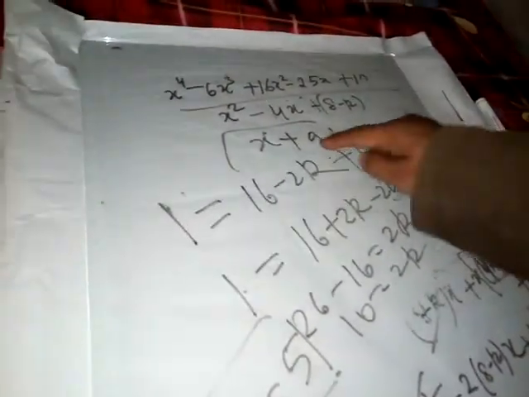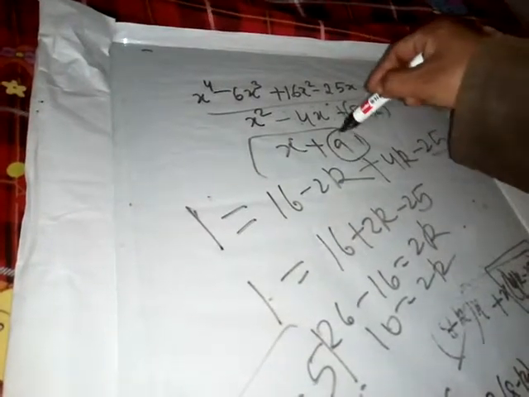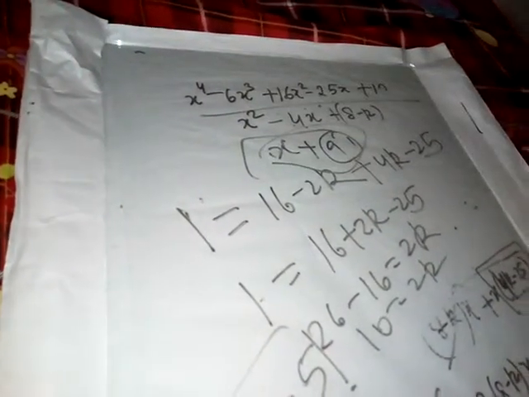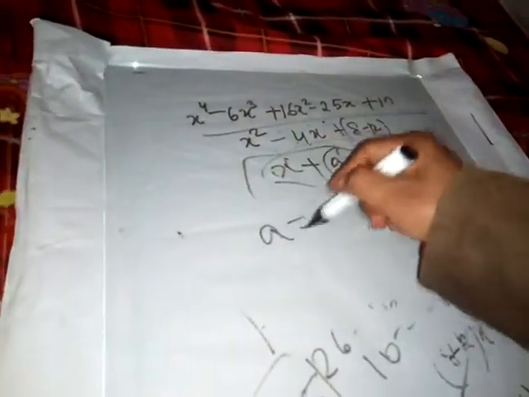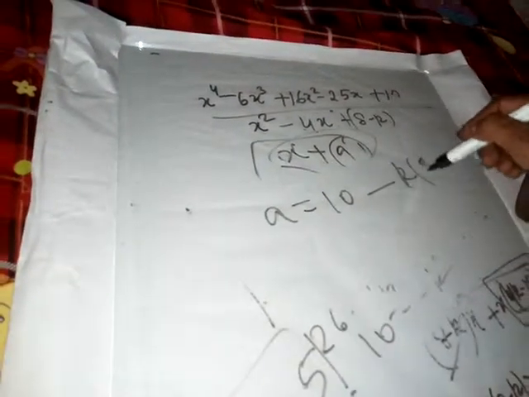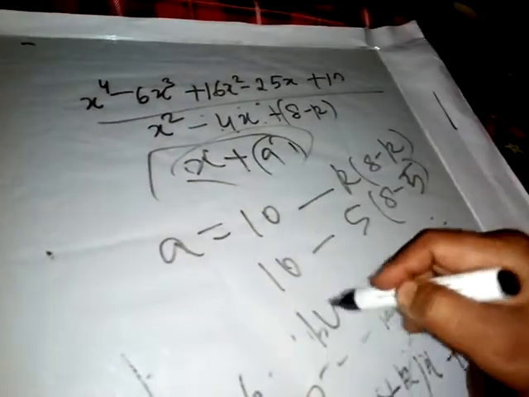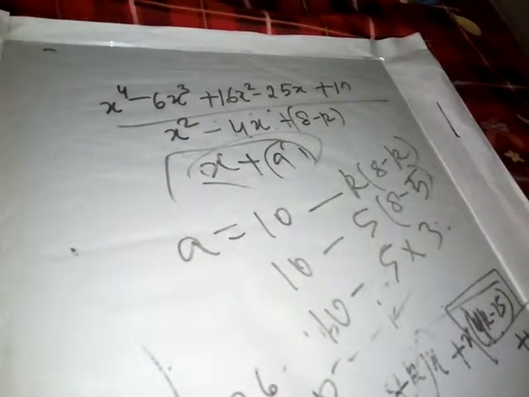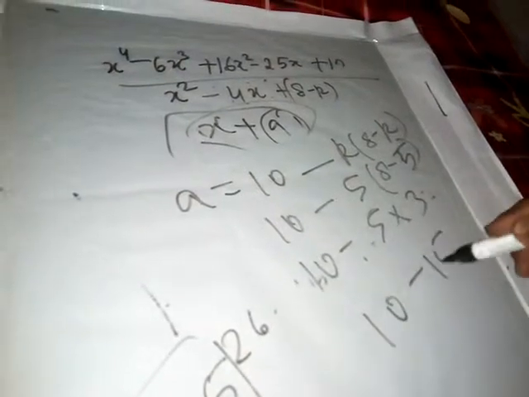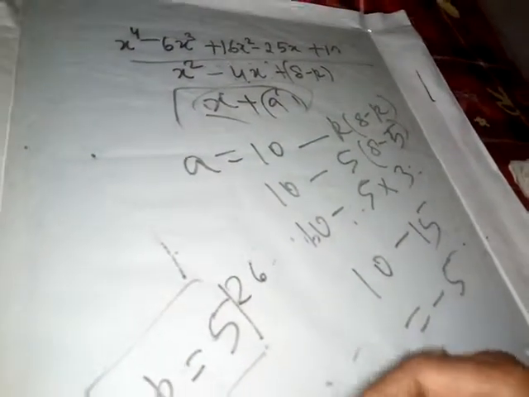If you remember, a is the remainder here. The constant part of the remainder is a, and which is equal to what? That is equal to 10 minus k into 8 minus k. Substitute the value of k. 5 into 8 minus 5. That is equal to 10 minus 5 into 3, which is equal to, I am going to erase everything now, 10 minus 15, that is equal to minus 5. So the answer for this question is k is equal to 5 and a is equal to minus 5.